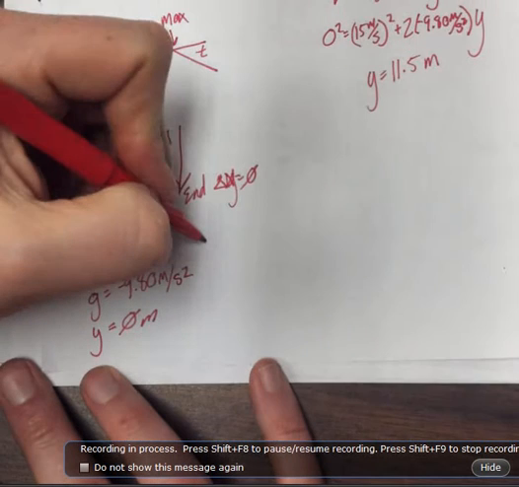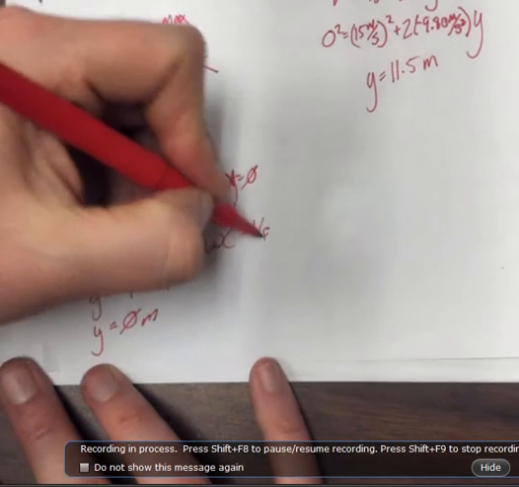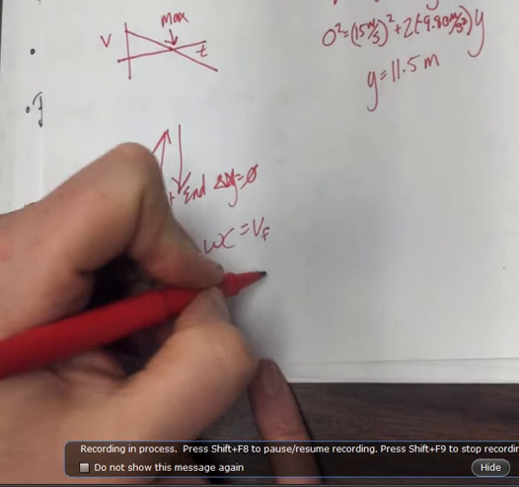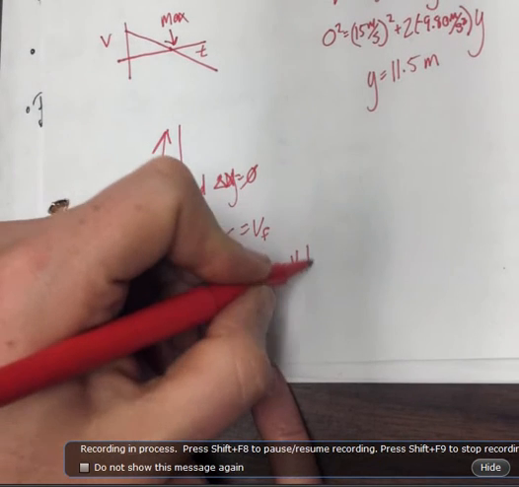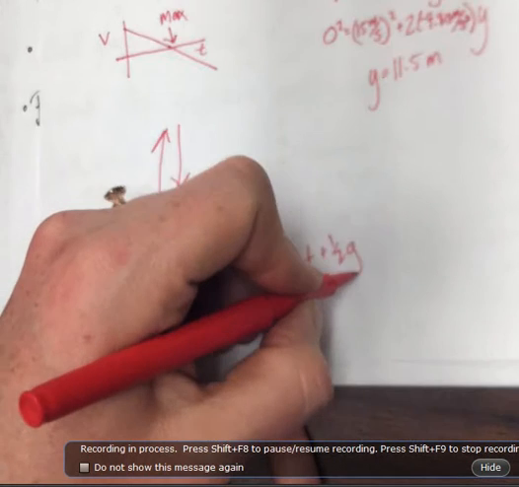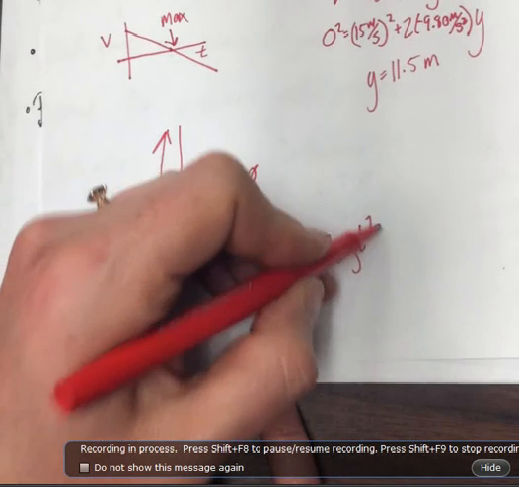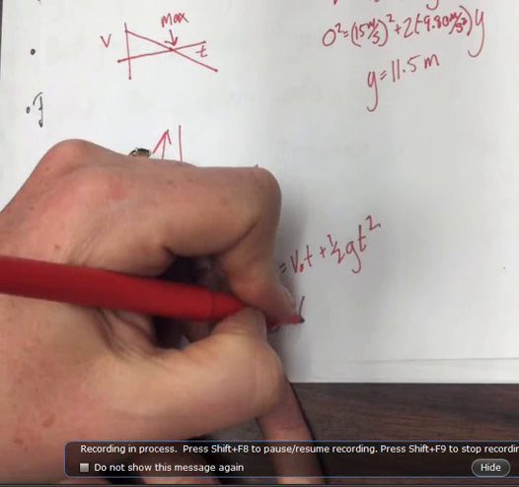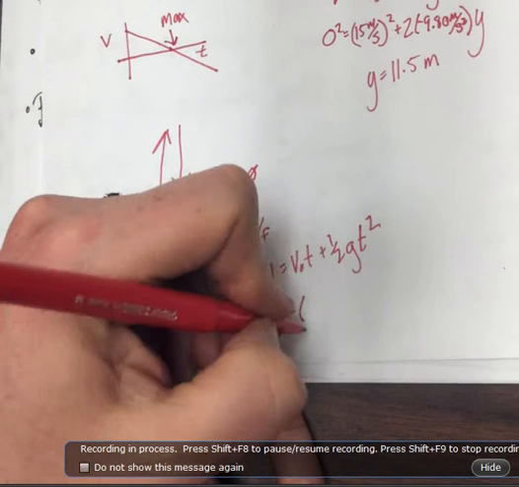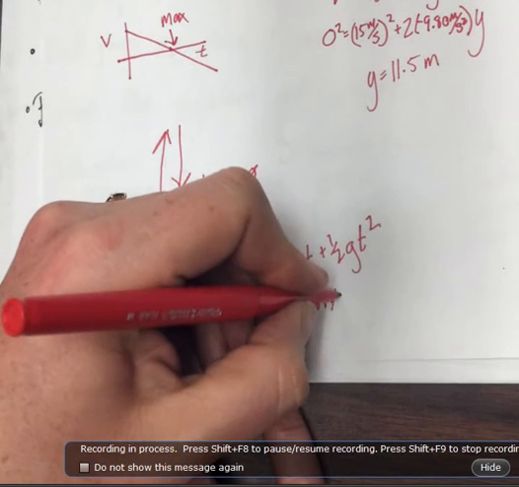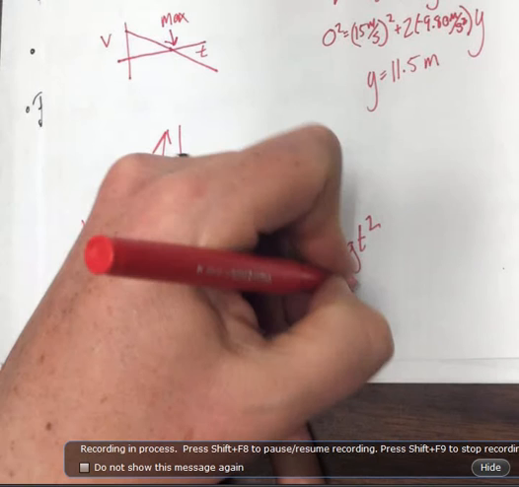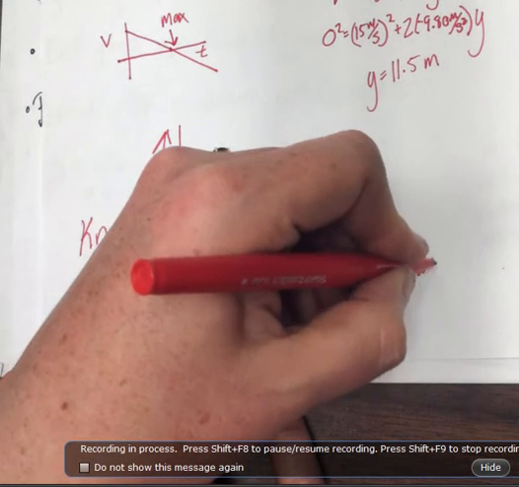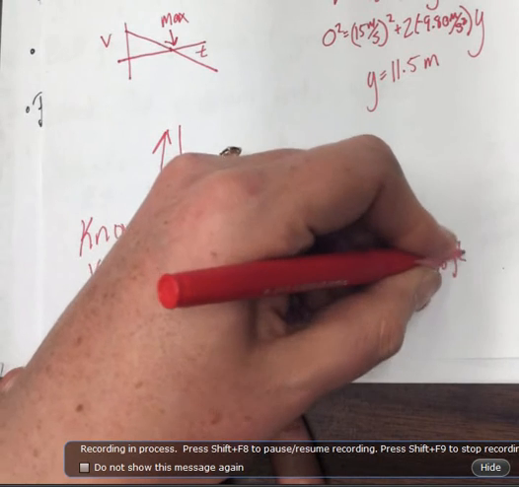So our who-cares value here is our final velocity, and we are then going to be using the equation y equals v naught t plus 1/2 g t squared. So we set y to 0, our position is 0, and we have 15 meters per second times time plus 1/2 times negative 9.80 meters per second squared times time squared.